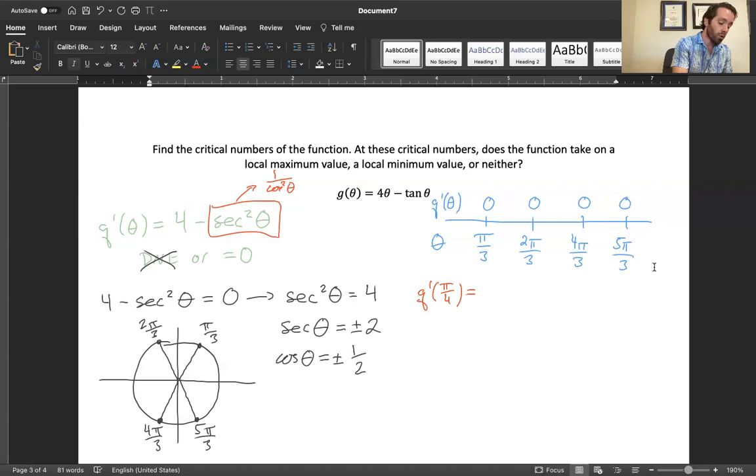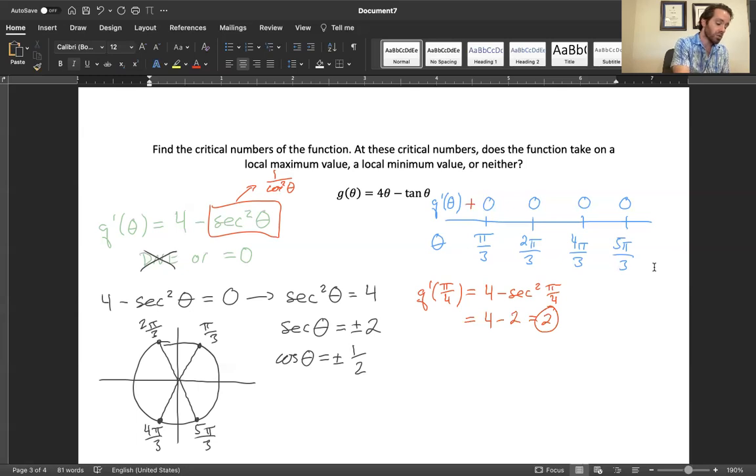G prime of pi over 4 is going to be 4 minus secant squared of pi over 4, which is 4 minus, now think about it, secant is 1 over cosine. So cosine of pi over 4 is root 2 over 2. Square that, and you get 1/2. But now do the reverse of that, the reciprocal of that. That'll be 4 minus 2. That's equal to 2. So I have that prior to the pi over 3, this is positive.